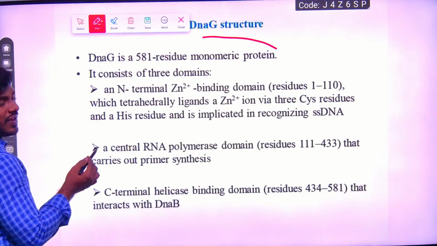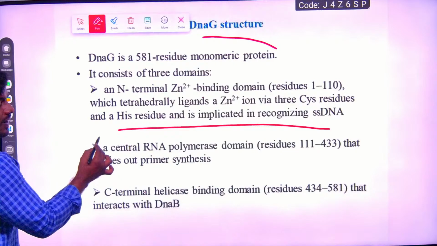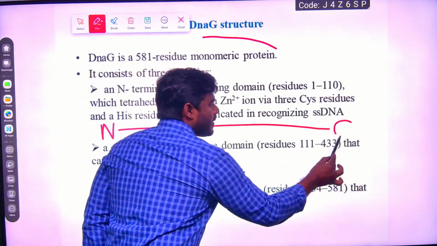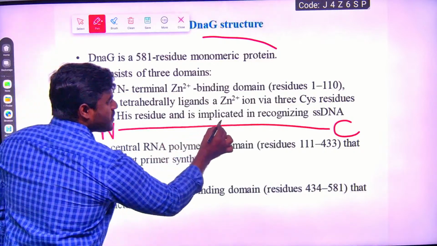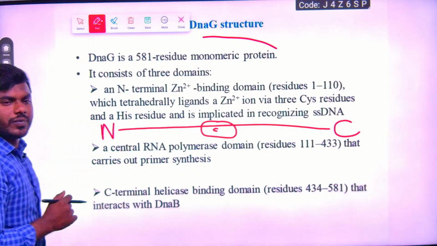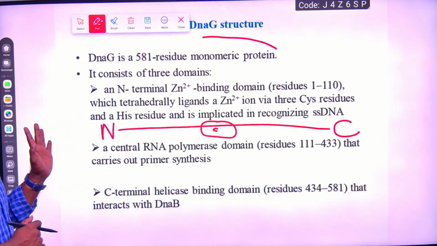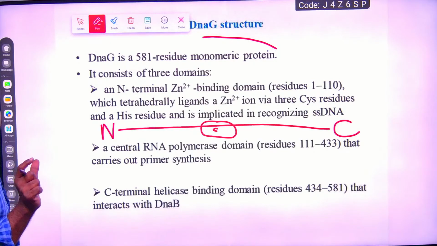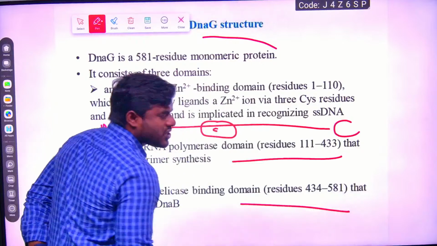DnaG, let's consider this is a protein, which is DnaG. Every protein has an N-terminal domain, a C-terminal domain, and also a central domain. Got it? N-terminal, C-terminal and central domain. No point in getting confused there. And what is the function of DnaG? Adding the primer. Correct? Where will it add the primer? This is two single strands of the DNA.